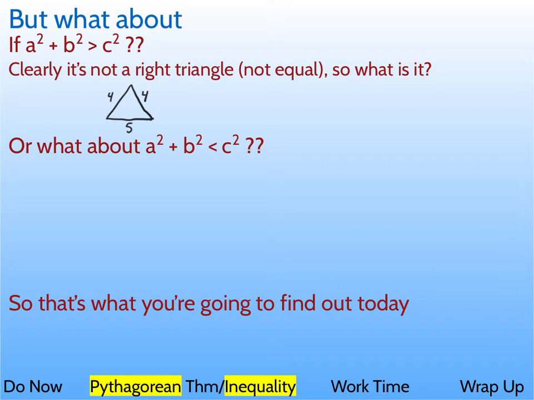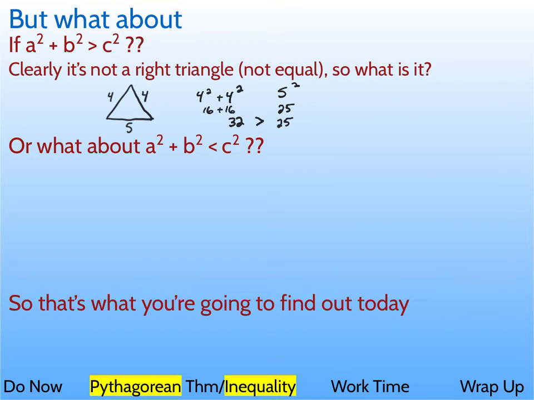In this example right here, you have 4, 4, and 5. Those are my cats, don't worry about them. 5 has to be your c, of course, because remember, c is the biggest side, and then 4 and 4 are a and b. So let's test it out. We've got 4 squared plus 4 squared, and we're going to compare that to 5 squared. So we get 16 plus 16, and that's 32, versus 25. Well, 32 is greater than 25.